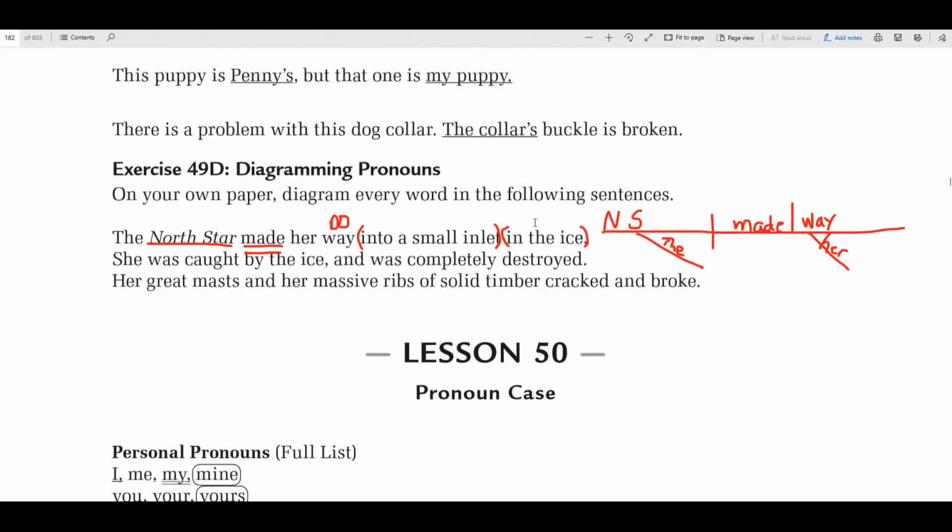Okay. Remember, the prepositional phrases can be adjective or adverbial. They can be like an adjective or an adverb. So let's figure out what this is talking about. So into a small inlet, made her way into a small inlet.